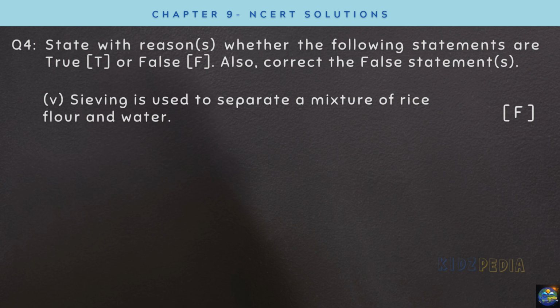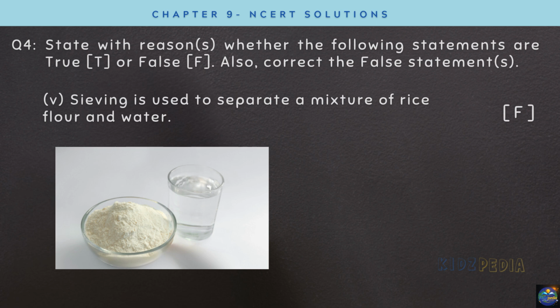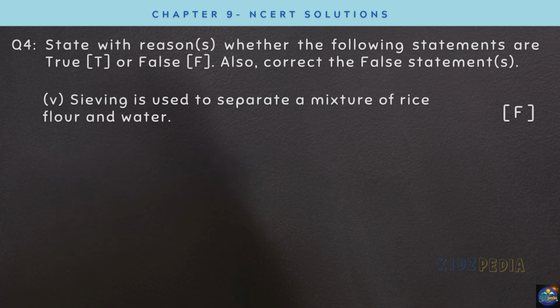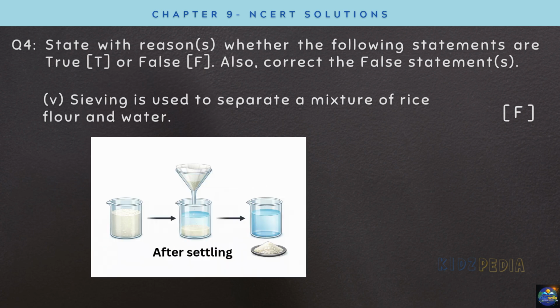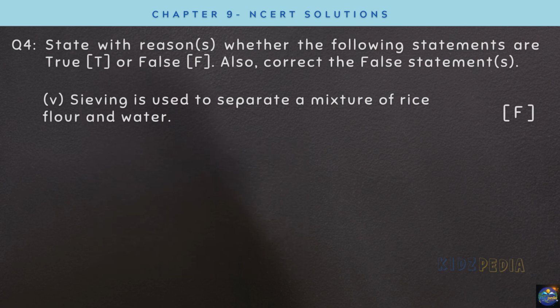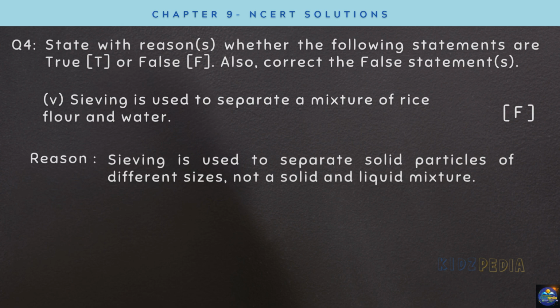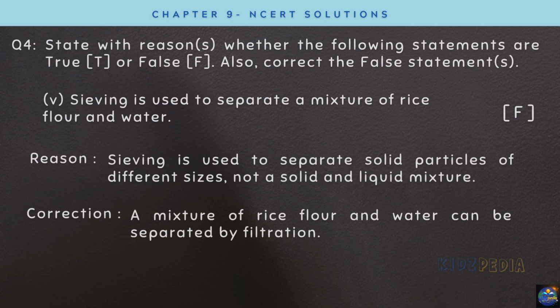But a mixture of rice flour and water is a solid liquid mixture. In this case, sieving will not work properly because the flour particles are very fine and pass through the sieve with water. Therefore, this mixture is separated by filtration where the solid particles remain on the filter paper or cloth and the water passes through it. So, you can write the reason as sieving is used to separate solid particles of different sizes, not a solid and liquid mixture. And the correction is a mixture of rice flour and water can be separated by filtration.